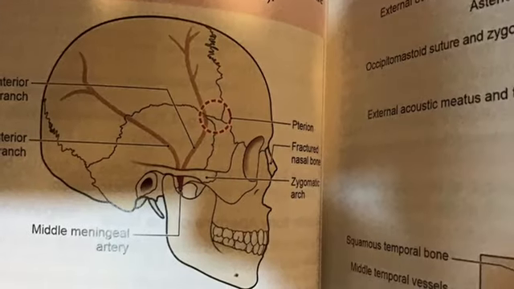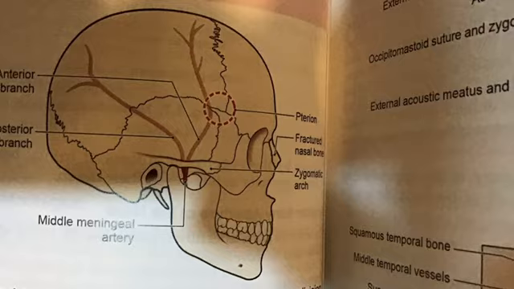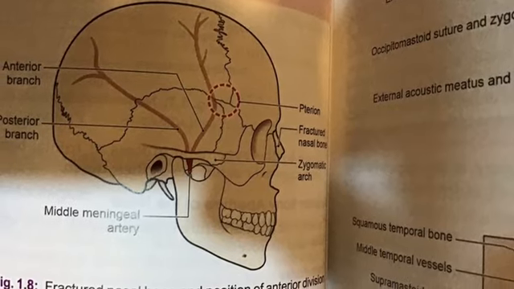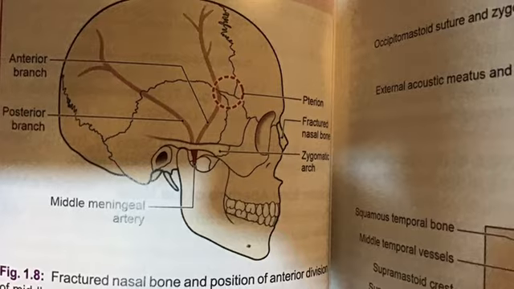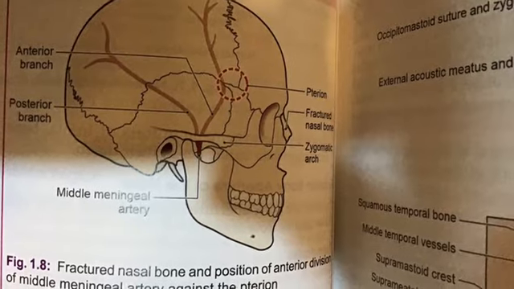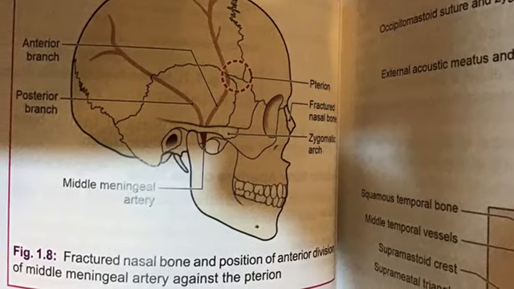Pterion is a junction of the frontal bone, greater wing of sphenoid bone, squamous part of temporal bone, and the parietal bone. The anterior branch of the middle meningeal artery is very closely related to the pterion.